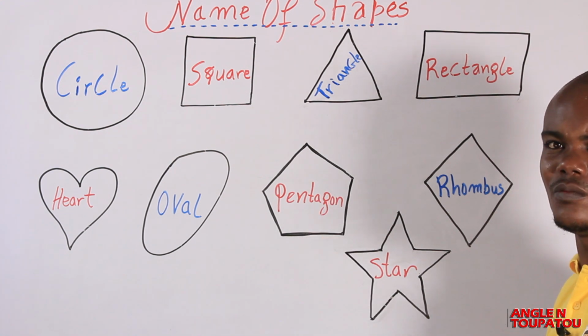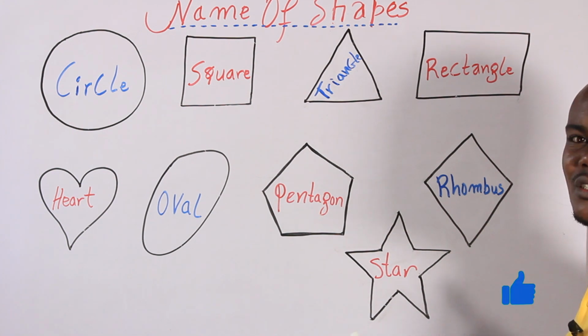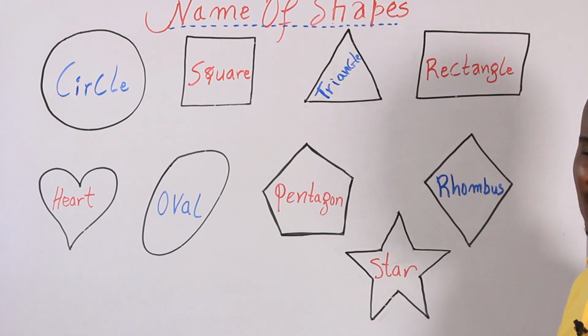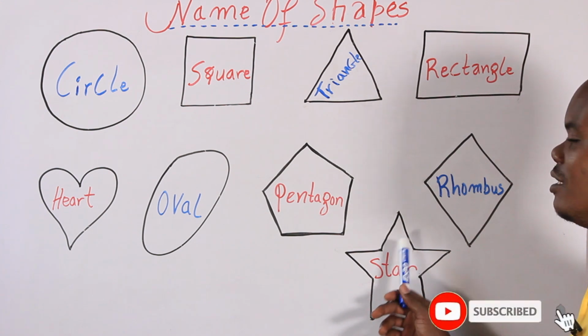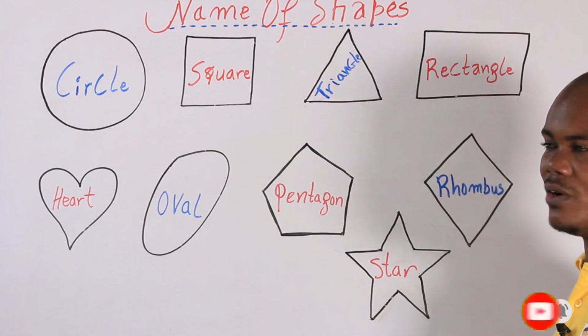And rhombus. Do you know rhombus? Okay, this is rhombus. Good. This is the star. This is the rectangle. All right.